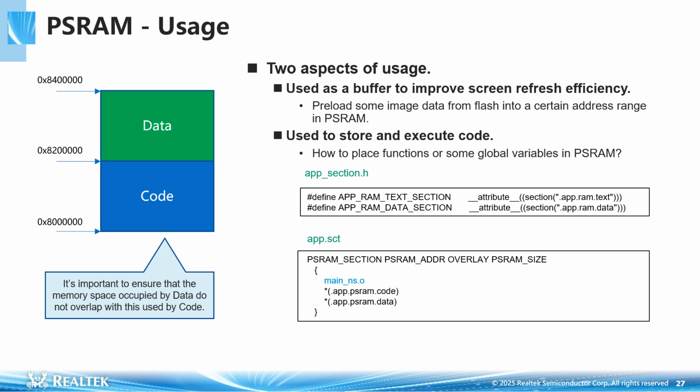Second, PSRAM can store and execute code. Critical functions or global variables can be directly allocated to PSRAM, ensuring rapid execution for performance-sensitive code segments. This also reduces reliance on flash memory, freeing it for other tasks. Developers can utilize macros defined in the app section header file to place specific functions for execution in PSRAM, or they can modify the scatter file to allocate a certain object file to the PSRAM section, thereby executing functions from a specific source file in PSRAM collectively.